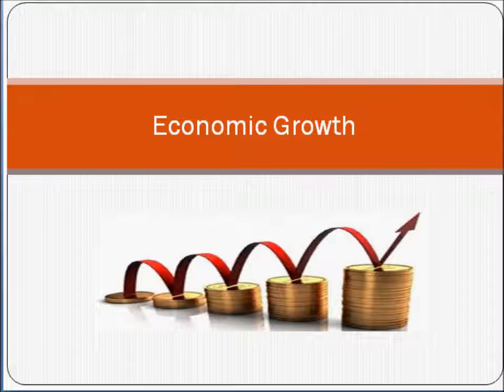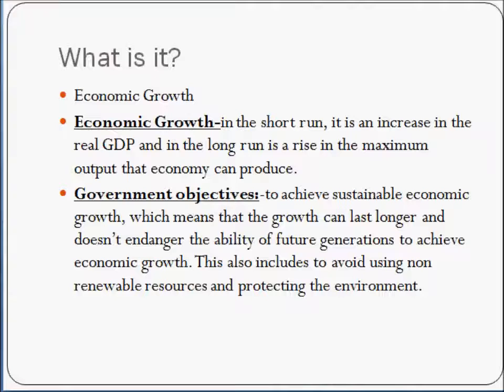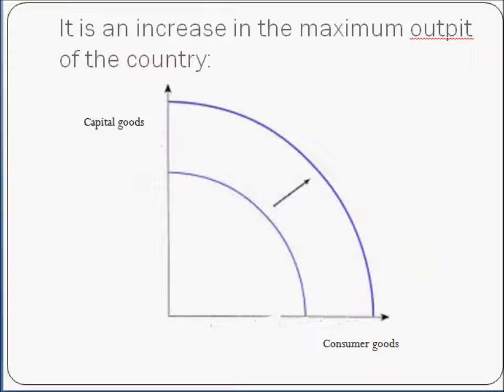Economic growth in the short run is an increase in the real GDP, and in the long run it is a rise in the maximum output that the economy can produce. Government objectives: to achieve sustainable economic growth, which means that the growth can last longer and doesn't endanger the ability of future generations to achieve economic growth.